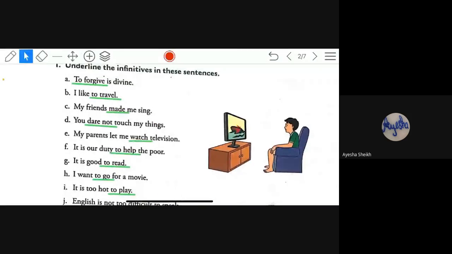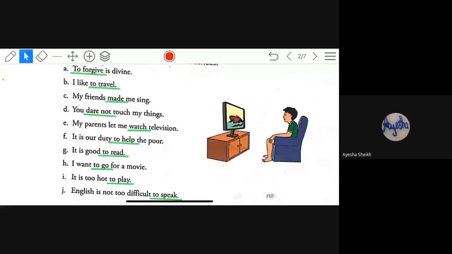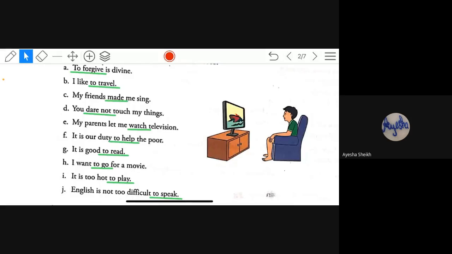So I hope you have. If you want to take a screenshot, you can take it now. Take it because the exercise you will have to complete. Taken. Yes.